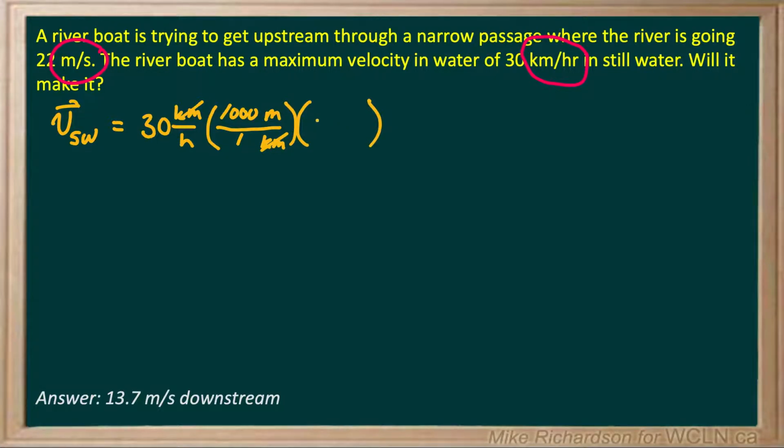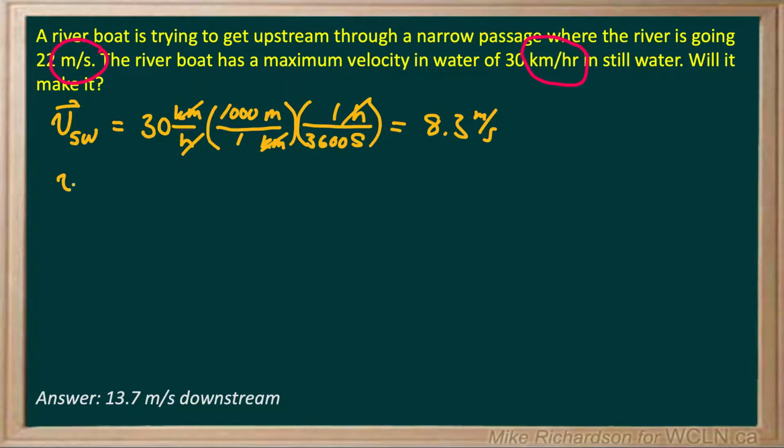So let's simultaneously get rid of the hours. Now H is on the bottom, so to cancel it off, I need it on the top of my unit conversion. Seconds should be on the bottom, and there's 3,600 seconds in 1 hour. The hours will cancel, and I'm left with meters divided by seconds, which is exactly what I want. So when I go 30 times 1,000 divided by 3,600, I end up with an answer of 8.3 meters per second. There's my still water velocity.